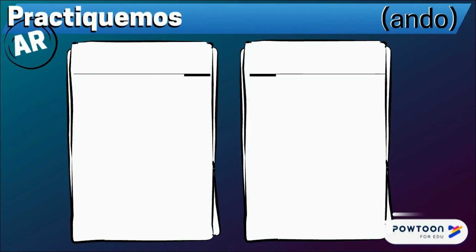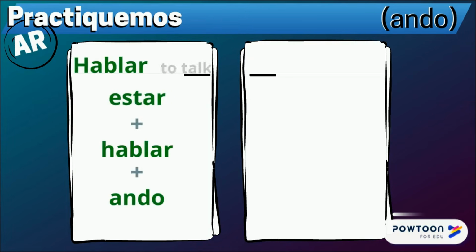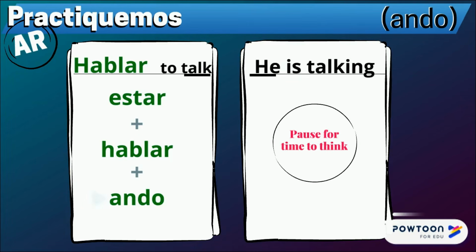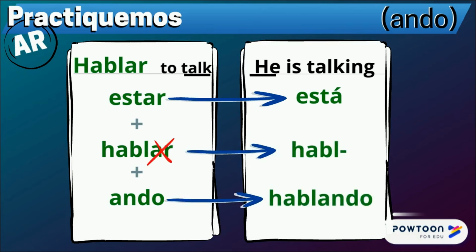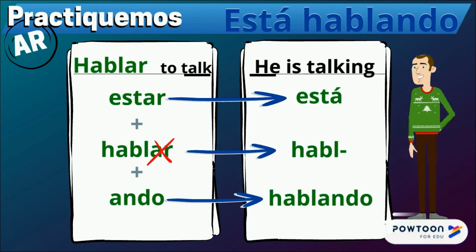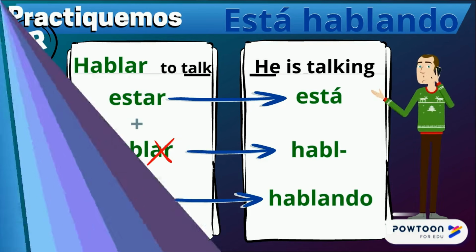Now let's look at the ando ending. For that, we need an AR verb, so we'll use hablar, to talk, to say he is talking. It's the same formula as the ER and IR verbs, just with a different ending. Pause the video if you'd like to try it on your own. Okay, we need to conjugate estar to match the pronoun él, then we drop off the AR ending from hablar, and finally we add the ando. This gives us está hablando. He is talking right now.